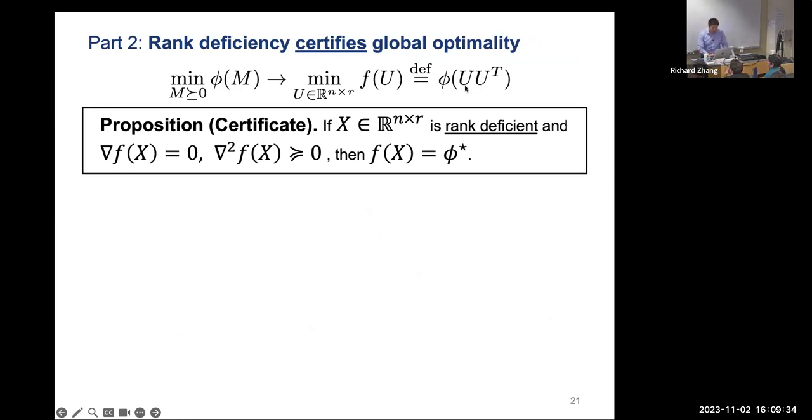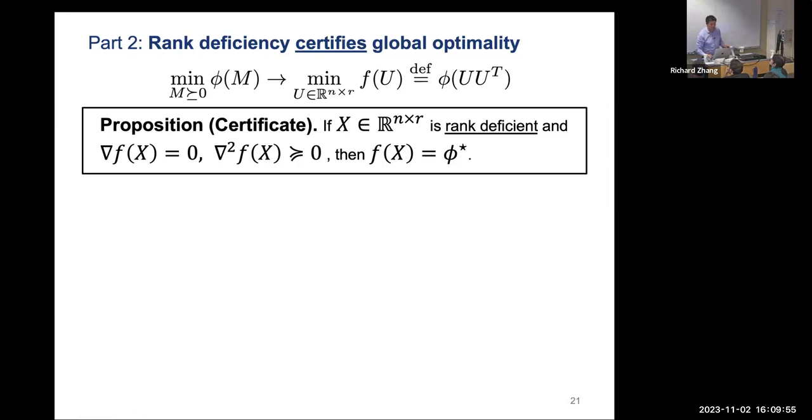It turns out if a point X is rank deficient and also has zero gradient and semi-definite, non-negative curvature, then it's globally optimal. That's to say, if you give me a local min and I check that it's rank deficient, then the rank deficiency certifies it as globally optimal. That's very surprising. When I first saw it, I didn't even believe it.